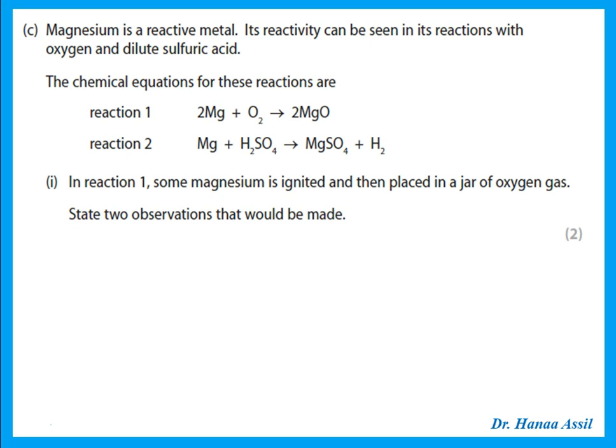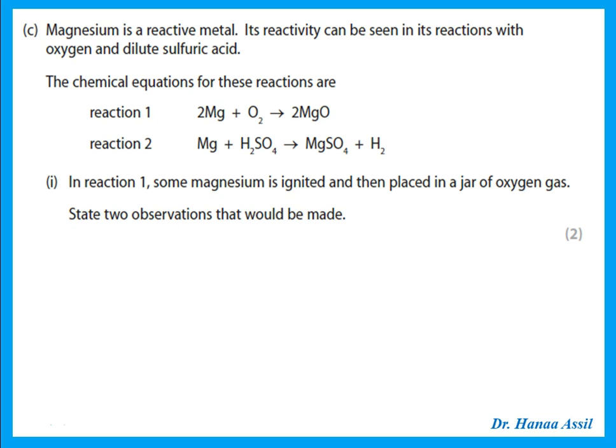Magnesium is a reactive metal. Its reactivity can be seen in its reactions with oxygen and dilute sulfuric acid. So in reaction 1, some magnesium is ignited and placed in a jar of oxygen gas. State 2 observations that would be made.